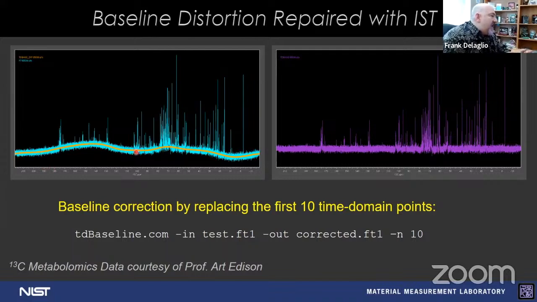This complicated baseline is really due to just a small number of points at the beginning of the time domain data. And if we can use a mathematical method like IST to replace 5 or 10 points at the beginning of the time domain data, we can remove this baseline distortion. And that's what's shown here. So by modeling in the time domain, we can avoid the problems that are associated with baseline curvature in the frequency domain.